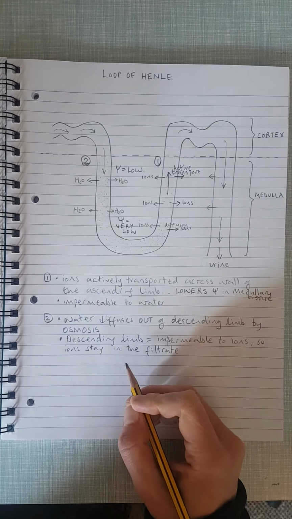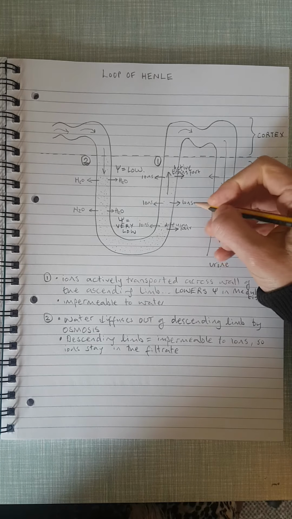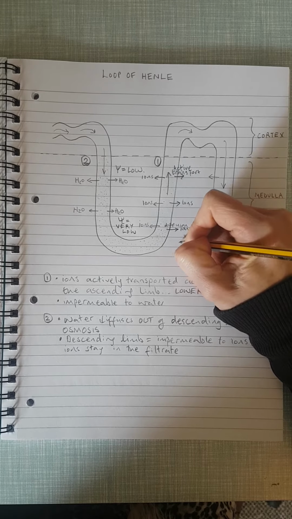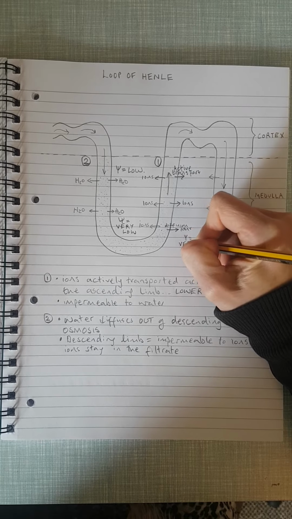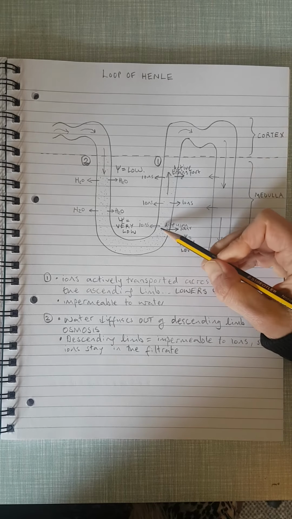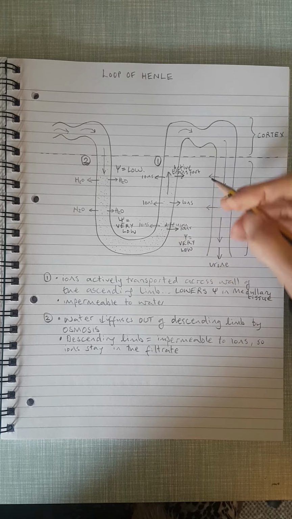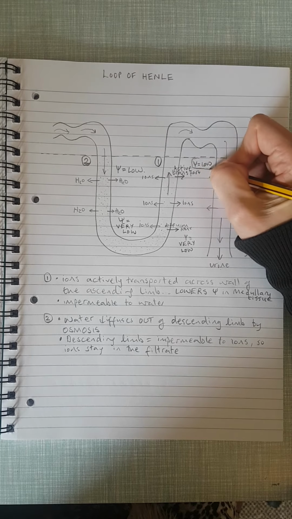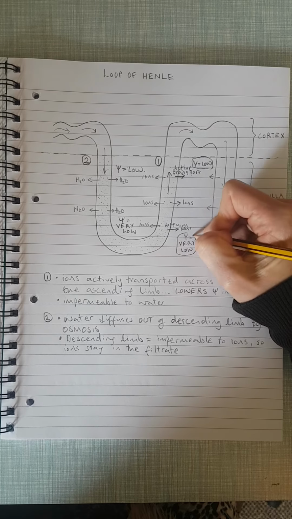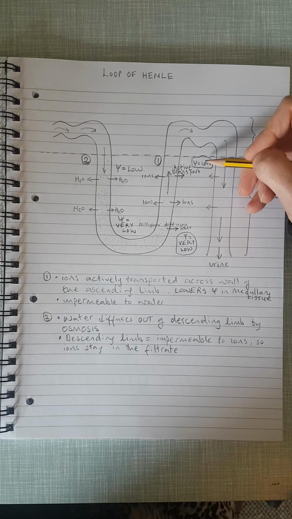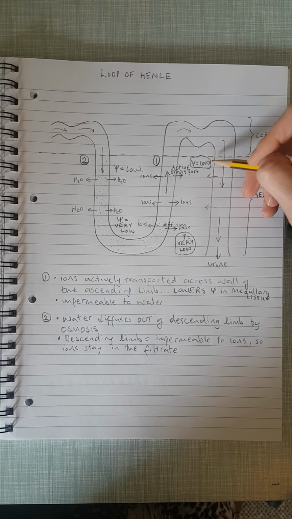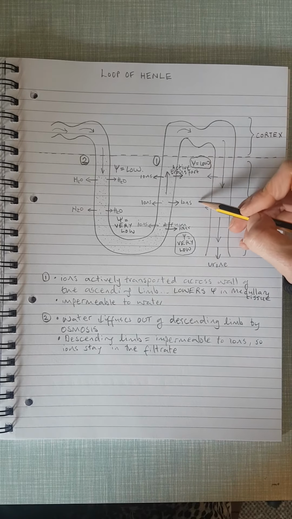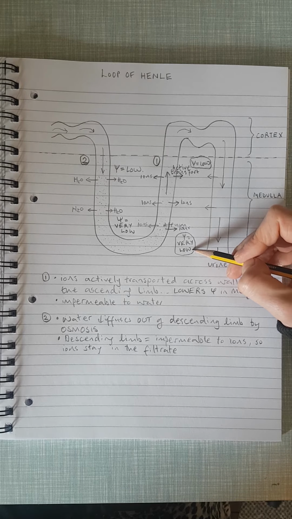Okay, so what we have is a really, really low water potential down here. Let's write that in as, again, very low, because of this accumulation of ions here. And we also have a low water potential up here, but it's not quite as low as it is down here. So we've got a gradient of water potential between the top of the loop of Henle, or the top of the collecting duct as it is now, and the very, very bottom of the collecting duct. So it's getting lower and lower as we go down the collecting duct.